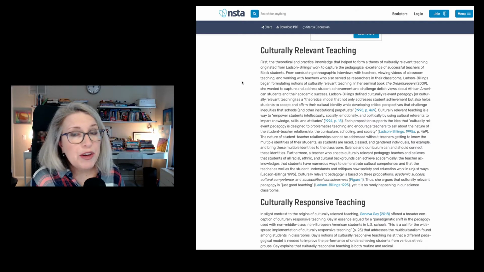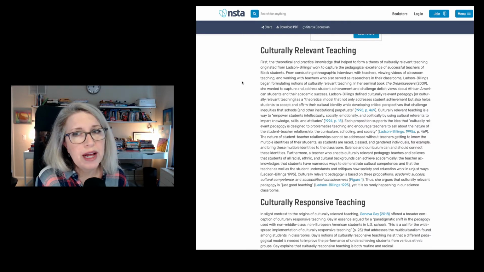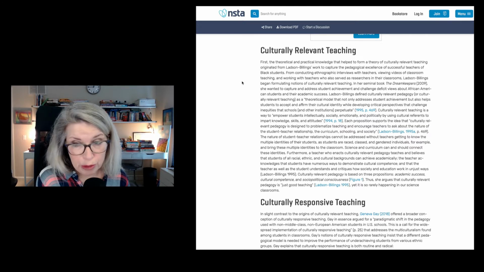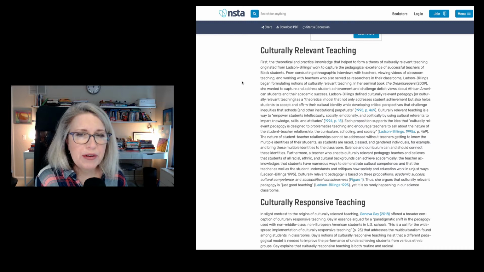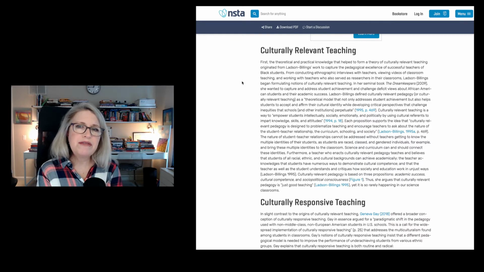From conducting ethnographic interviews with teachers, viewing videos of classroom teaching, and working with teachers who also served as researchers in their classrooms, Ladson-Billings began formulating notions of culturally relevant teaching. In her seminal book, The Dreamkeepers, 2009, she wanted to capture and address student achievement and challenge deficit views about African American students and their academic success. Now, I wonder what deficit views she was challenging.